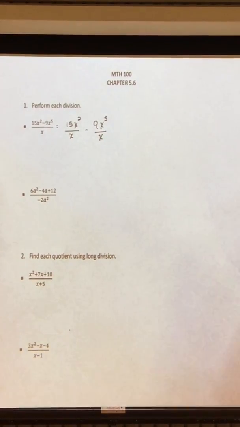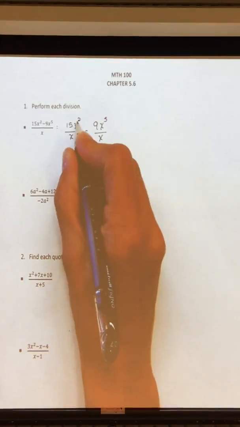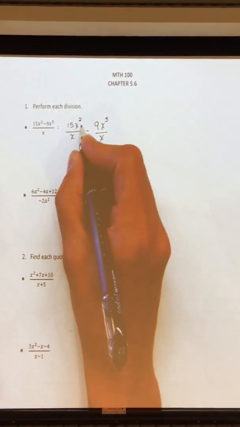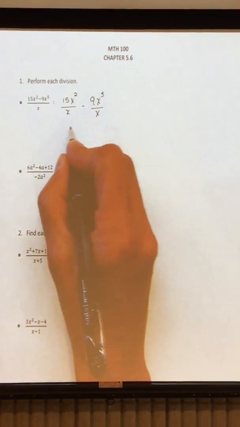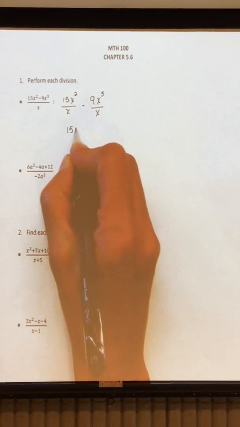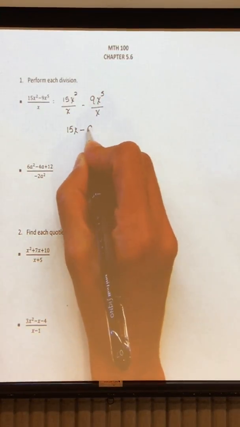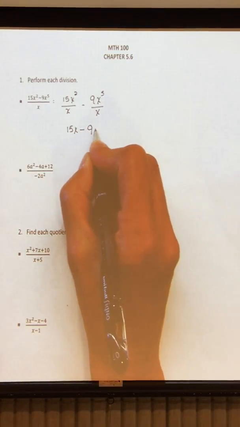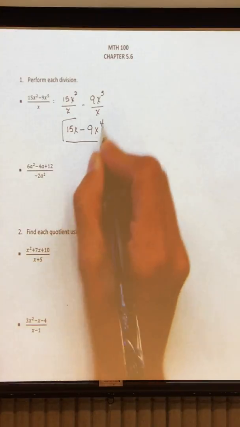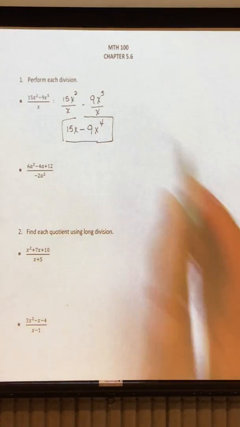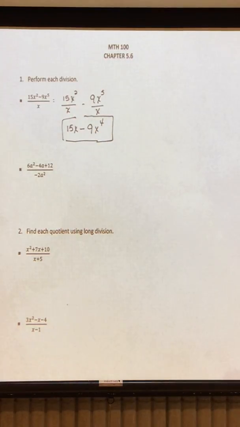Now we use our quotient rule. When you're dividing exponents, you are going to subtract the degrees. So 2 minus 1 is 1. So we have 15x minus 9, 5 minus 1 is 4. So this is our final answer, 15x minus 9x to the 4th.